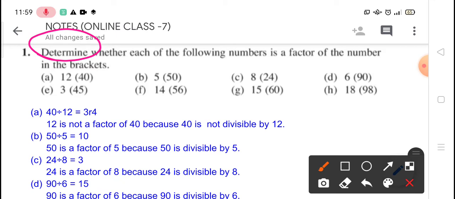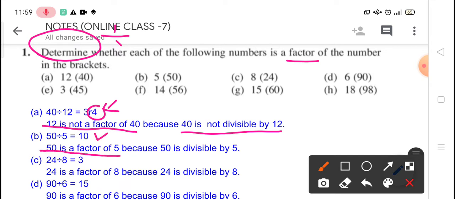As I mentioned just now, whenever you see this keyword, you need to perform division to check whether it's a factor or not. So question A, we use 40 divided by 12. We get balance 4. So we say that 12 is not a factor of 40. Why? Because 40 is not divisible by 12. Because we have the balance, it can't divide. How about question B? 50 divided by 5, we get 10. Yes. So we make the conclusion that 5 is a factor of 50 because 50 is divisible by 5.